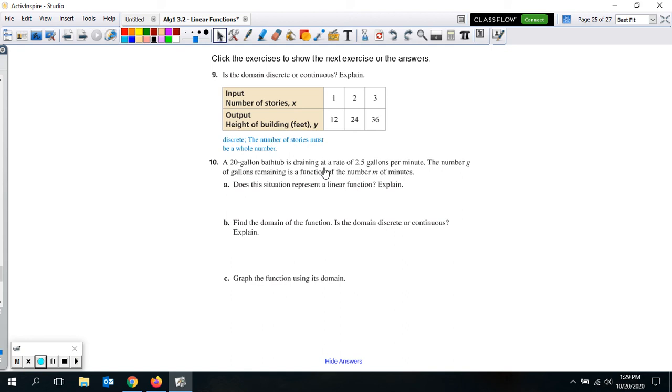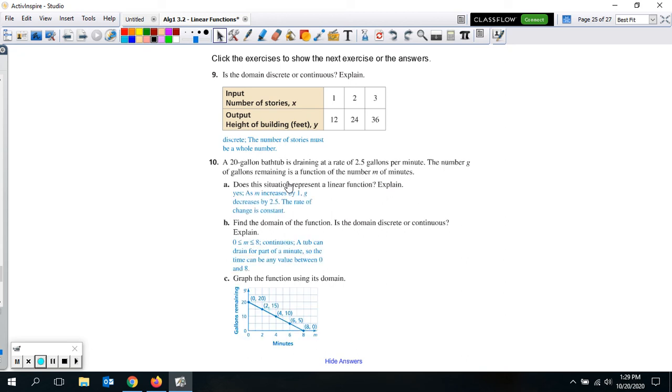Number 10, you got a 20-gallon bathtub draining at a rate of 2.5 gallons per minute. The number g of gallons remaining is a function of the number m of minutes. So does the situation represent a linear function? Again, you want to see, is it a constant rate of change as it keeps going down. It's doing 2.5 gallons per minute. So after 1 minute, 2.5 gallons. After 2 minutes, another 2.5 gallons. So yeah, that's a linear function. It's going at a constant rate of change. So yes, it increases 1 minute and decreases by 2.5 gallons. That's a constant rate. So it's a linear function.